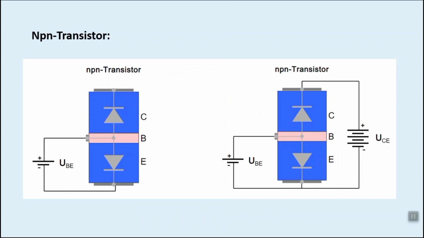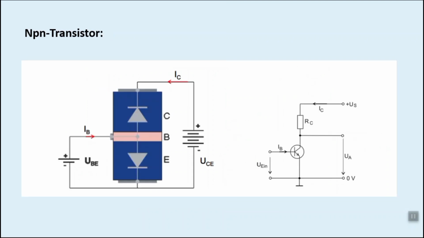The relationship between UBE and the current flowing through the transistor is typically nonlinear, meaning that small changes in UBE can cause large changes in the collector current. In an NPN transistor, the base current, IB, controls the collector current, IC. When a small current is applied to the base terminal, it allows a larger current to flow between the collector and emitter terminals. This is because the base current controls the amount of charge carriers, electrons and holes, that can cross from the emitter to the collector regions of the transistor.